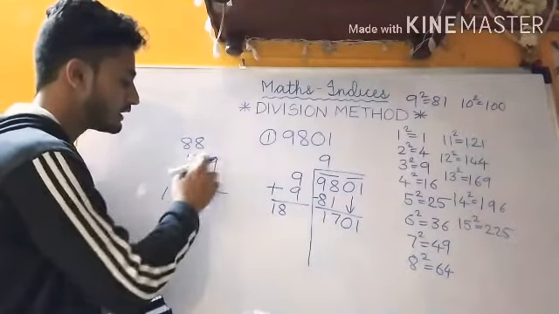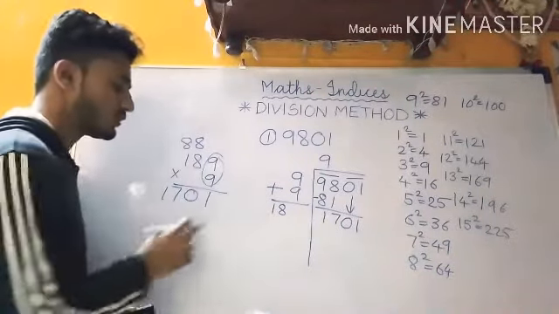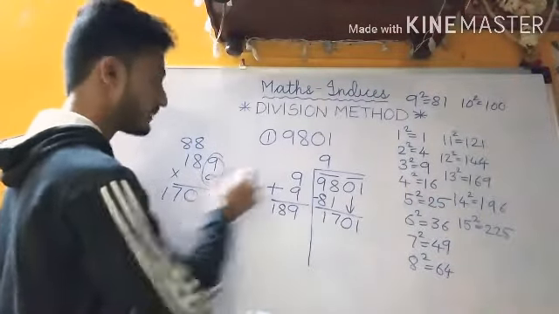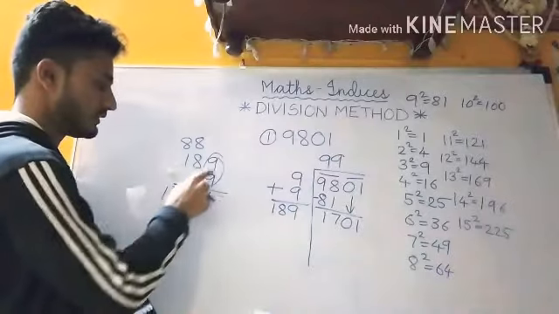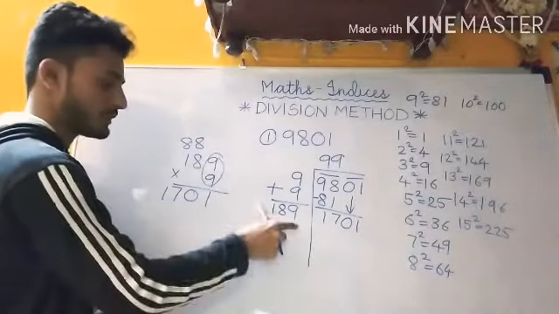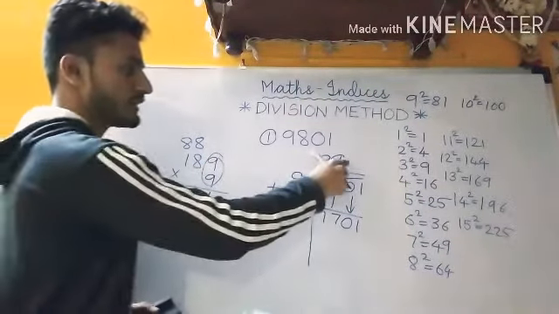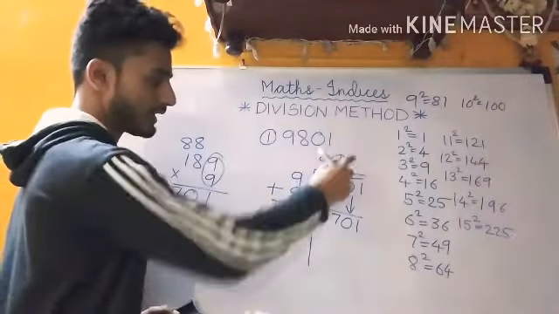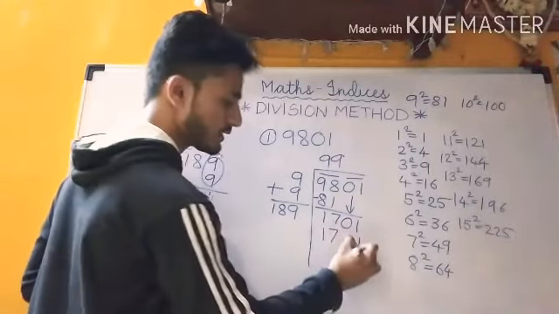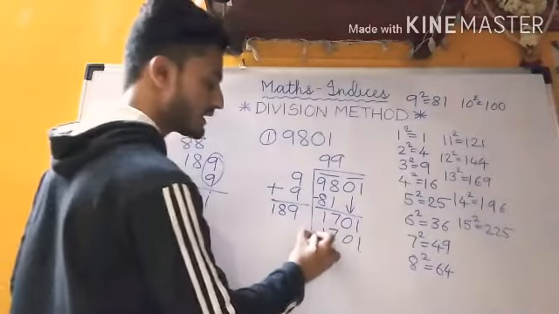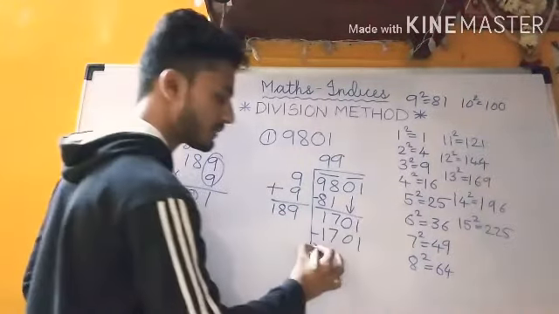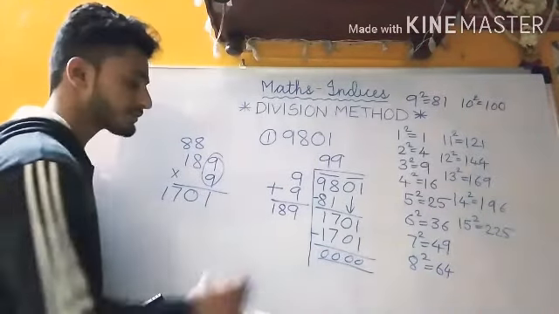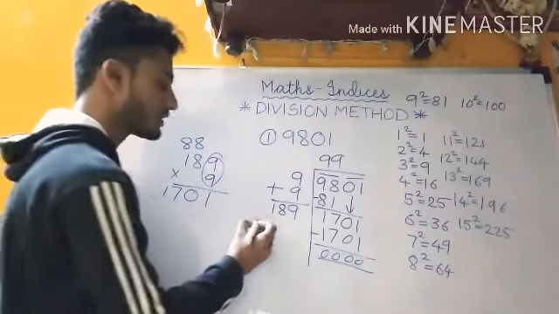So which number did we require to get this answer? We required 9 multiplied by 9. This 9 I wrote here with this number and multiplied by 9. So 189 multiplied by 9, we are going to get 1701. Since this column is for subtraction, I'll subtract, I'll get answer 0. And this column is for addition, so I'll add.